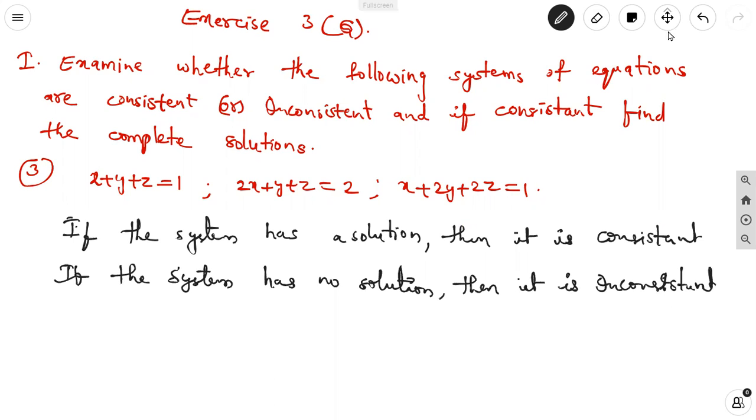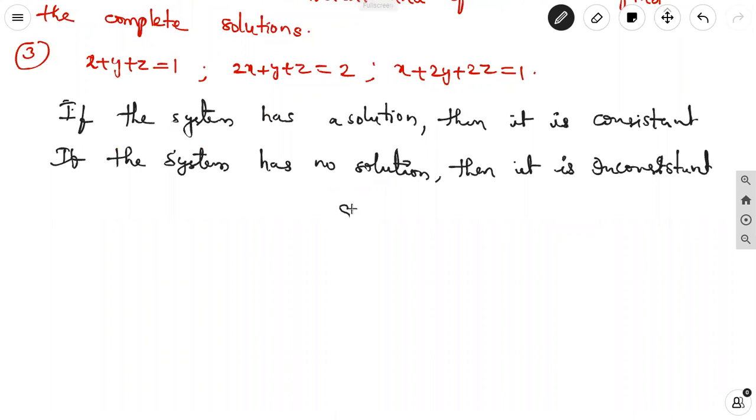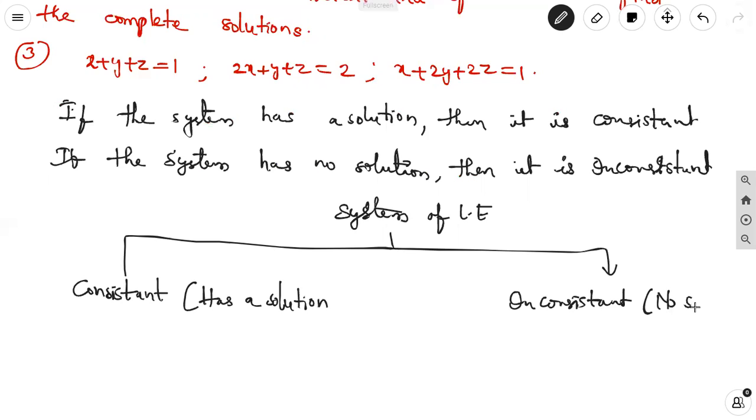If it is a consistent system, then it has two types of solutions. This is the system of linear equations. Consistent means it has a solution. Inconsistent means no solution.